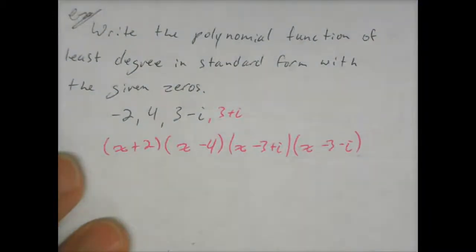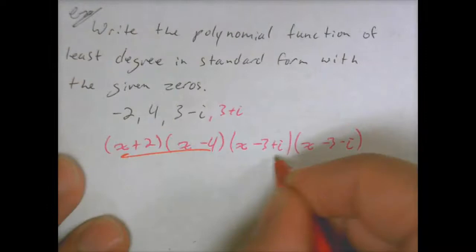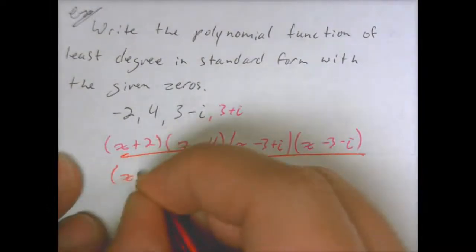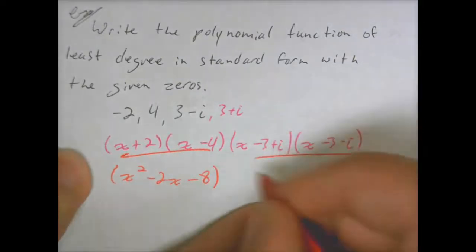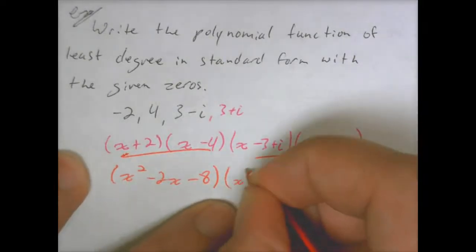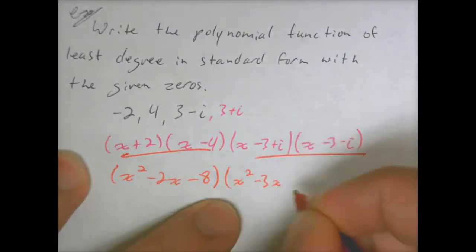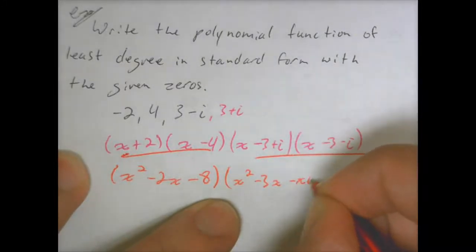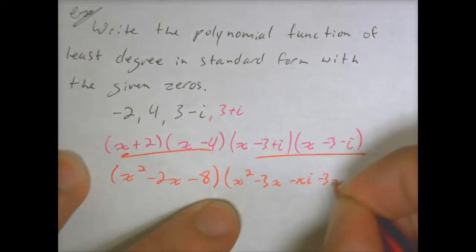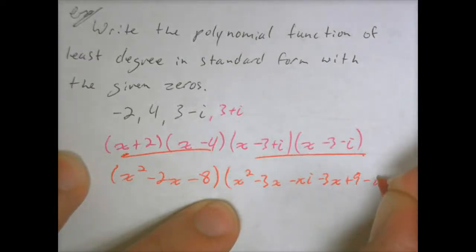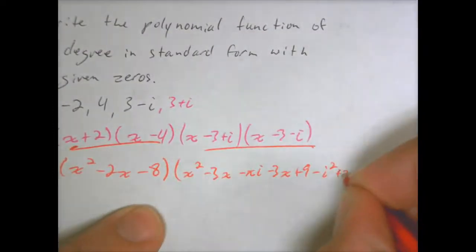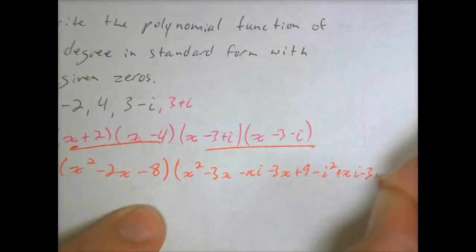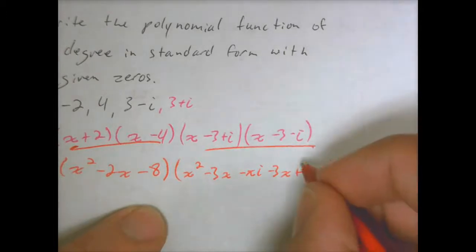All right, so I'm going to go ahead and multiply these two together and these two together. So this will come out as x squared minus 2x minus 8. This one will come out as x squared minus 3x minus xi minus 3x plus 9 minus i squared. And then I'm going to multiply the i, so plus xi minus 3i. I missed my plus 3i.